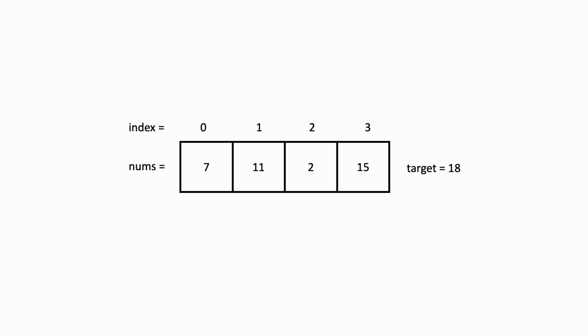It involves maintaining two pointers, typically starting at opposite ends of the array and moving them towards each other based on specific conditions. We will look at how this works for solving the two-sum problem by looking at this test case, where nums is 7, 11, 2, 15 and target is 18. The expected output should be 0, 1 because 7 plus 11 is equal to 18.